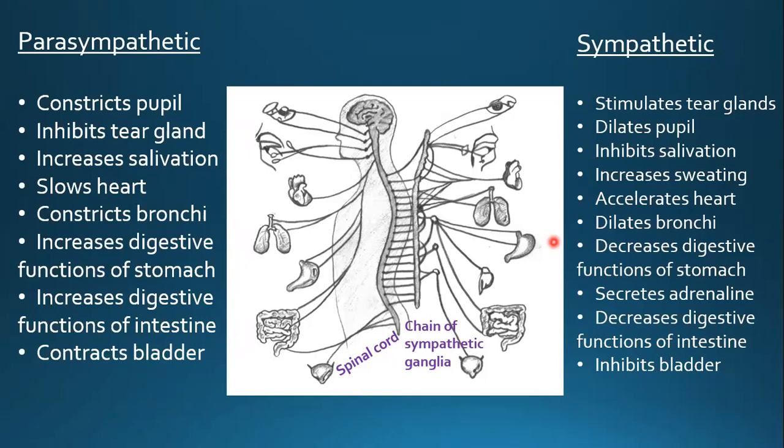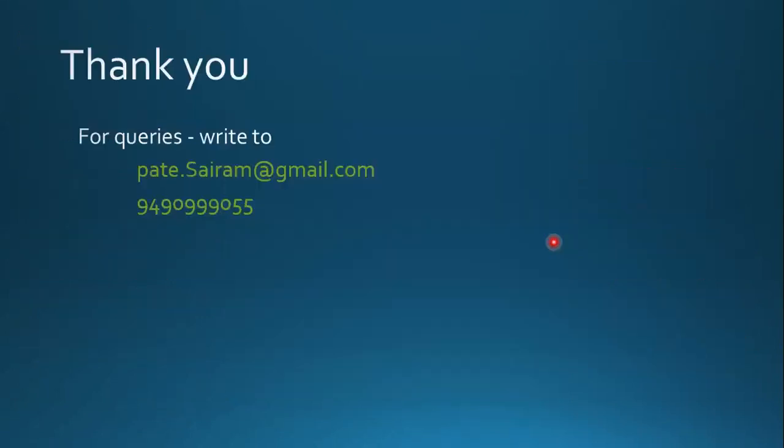So this is the information for today in this session. Hope you got a good understanding of this peripheral nervous system, which connects the central nervous system, that is the brain, to the rest of the body. This is the basic knowledge of the peripheral nervous system. Hope you got a good understanding.